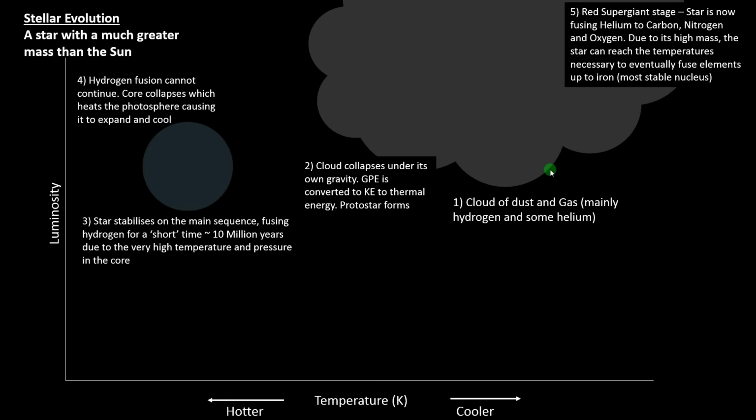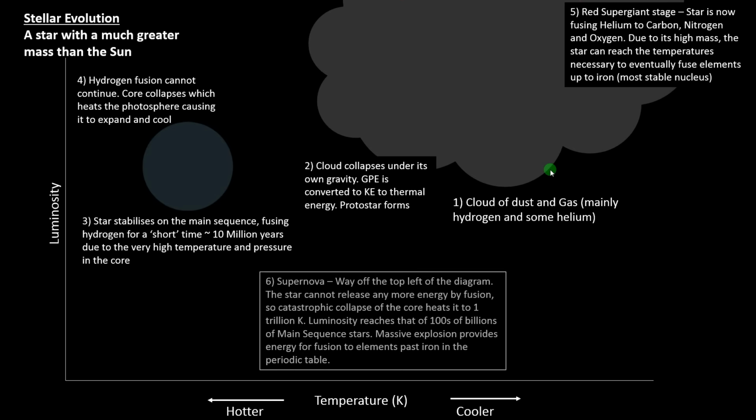So that star has now vanished. The reason I've not shown the supernova is because the supernova is so bright that it's way off the top left of the diagram. Okay, it is incredibly hot, 1 trillion degrees Kelvin, and it is incredibly bright. A supernova in a galaxy can typically outshine all the other stars in that galaxy during its initial phases, so hundreds of billions of main sequence star brightness.